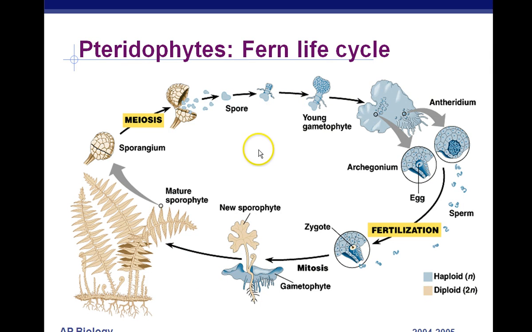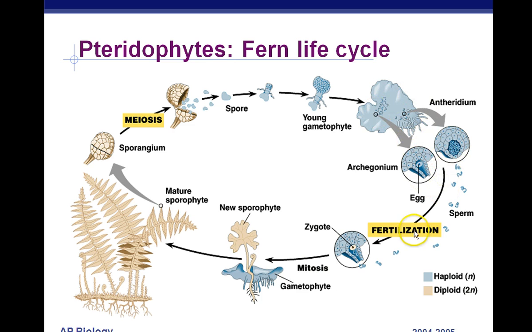Again, let's go ahead and start with the zygote. The zygote is going to undergo mitosis to produce the sporophyte. The sporophyte is going to make the spores by meiosis. The spores are haploid, coming from a diploid sporophyte. The spores become, by mitosis, the gametophyte. It's haploid to haploid. Blue represents haploid. And then we have the haploid gametophyte producing the gametes, both the egg and sperm.